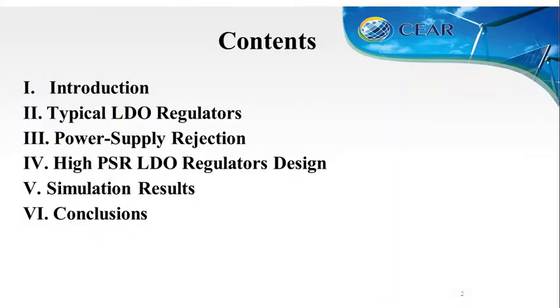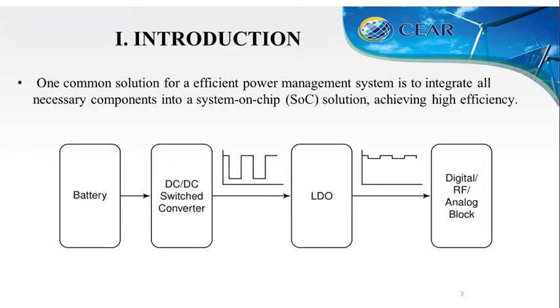The contents of this presentation are introduction, typical LDO regulators, power supply rejection, high PSR LDO regulators design, simulation results, and conclusion. One common solution for an efficient power management system is to integrate all necessary components into a system-on-chip solution, achieving high efficiency. In this figure, we can see a block diagram of a typical power management system used in system-on-chips. Due to its switching nature, the DC-DC converter has high output ripple, as shown in this figure.